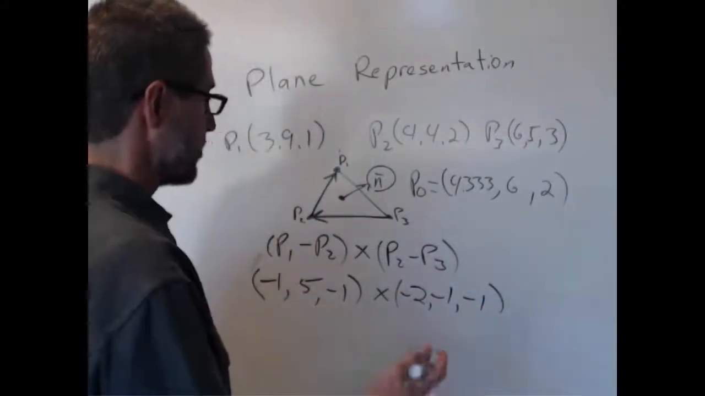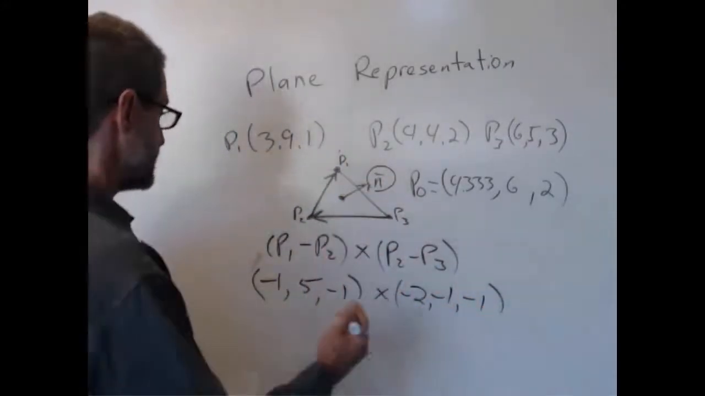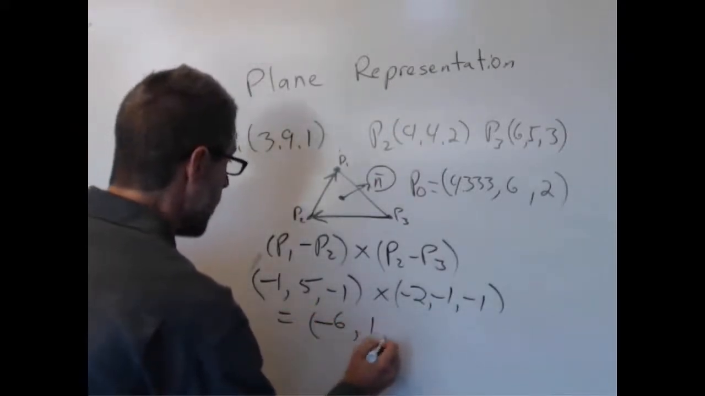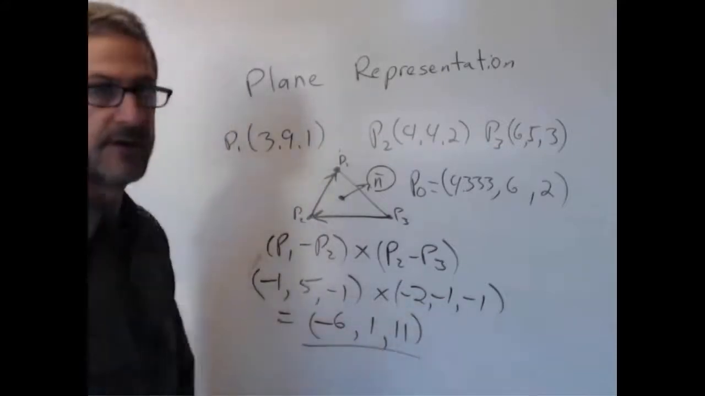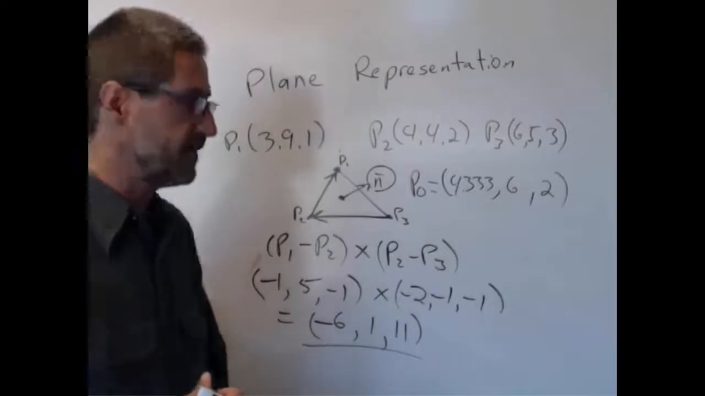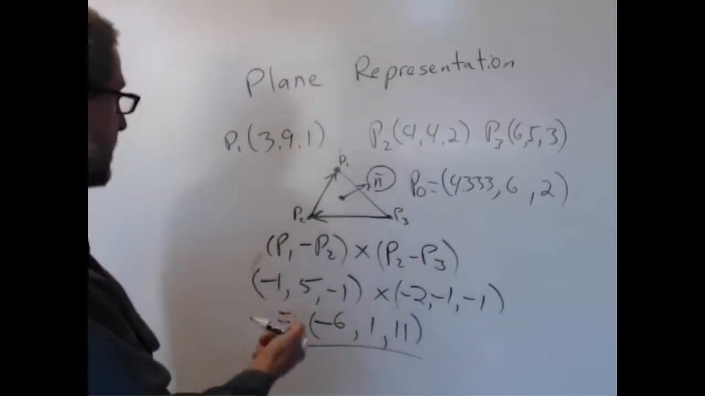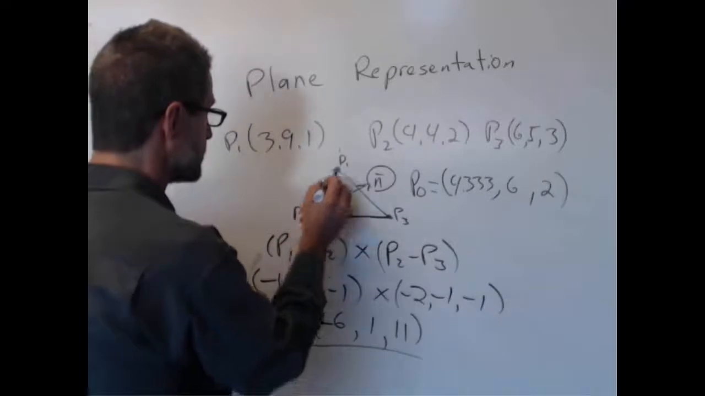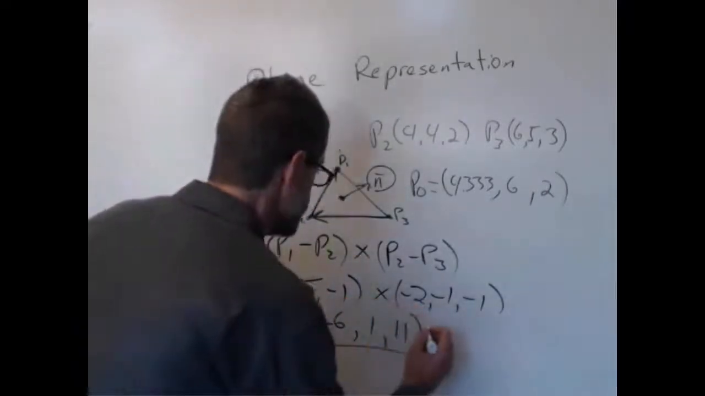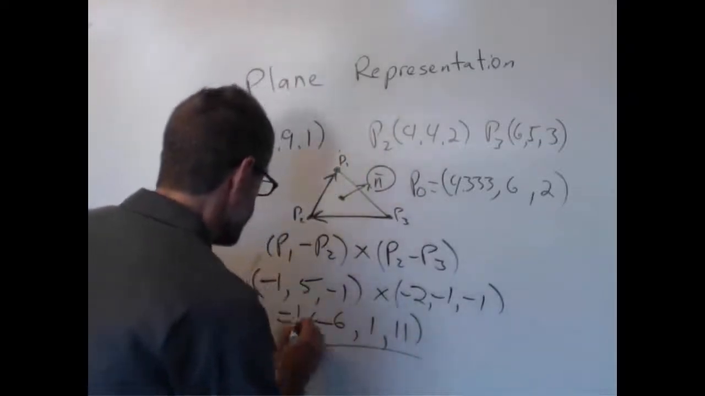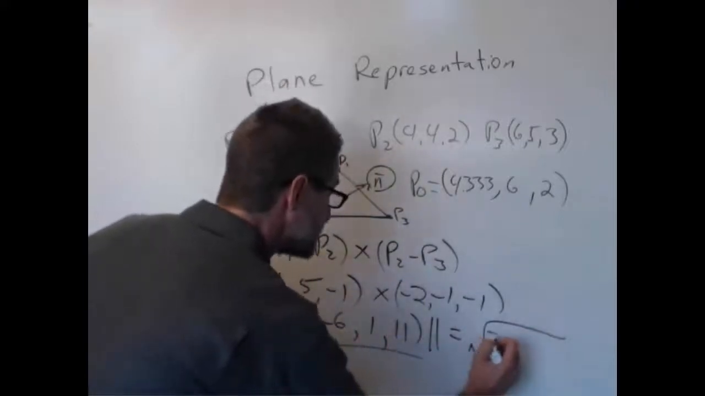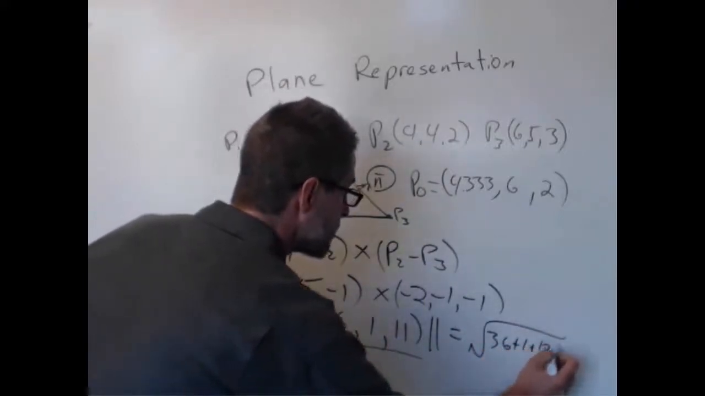And if we apply our cross product calculations, we essentially get a vector minus 6, 1, 11. And I'll let you confirm that by applying the calculations there. So that's our vector that is normal to both of those. Now, it's obviously not a unit normal vector, so what's the magnitude of that? It's the square root of 36 plus 1 plus 121, right?